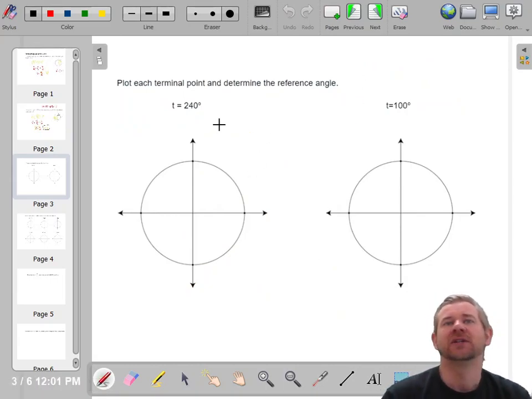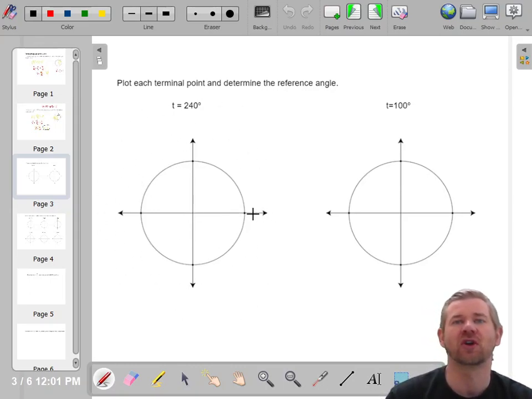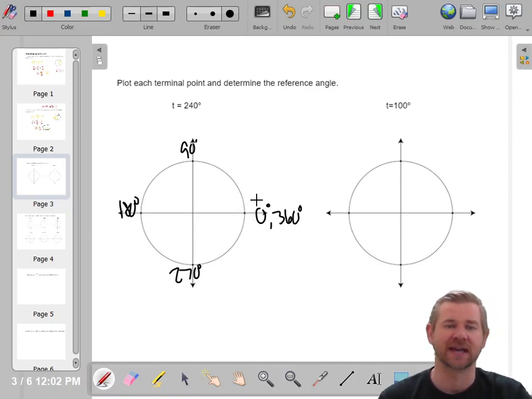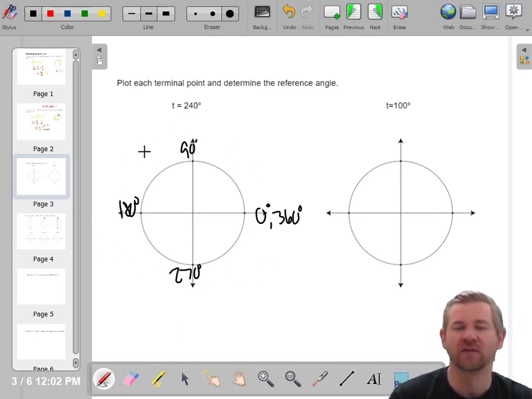The other one is talking about terminal points, and we're going to have to do a little bit of a rundown here. When you are plotting terminal points, you start off with 0 degrees to the right. 90 degrees is straight up, 180 is to the left, and 270 is down. That means if you keep going, this is also 360. Those are called coterminal angles, 0 and 360. I could keep doing this, adding 90 over and over again.